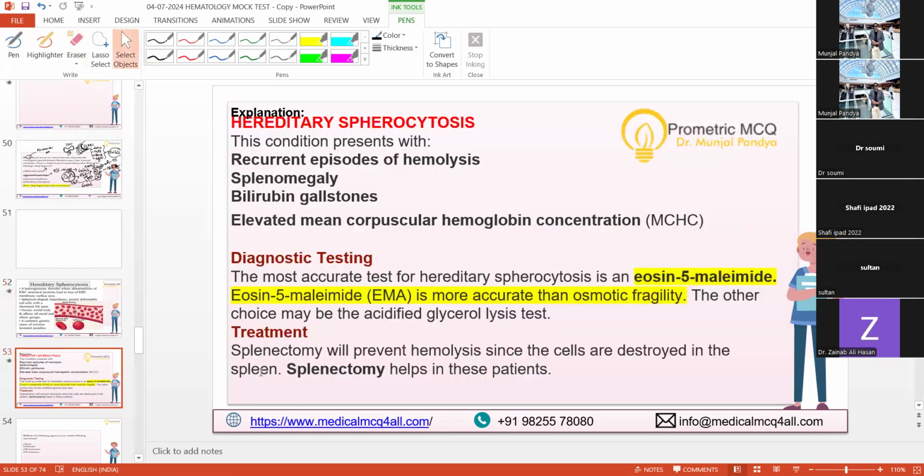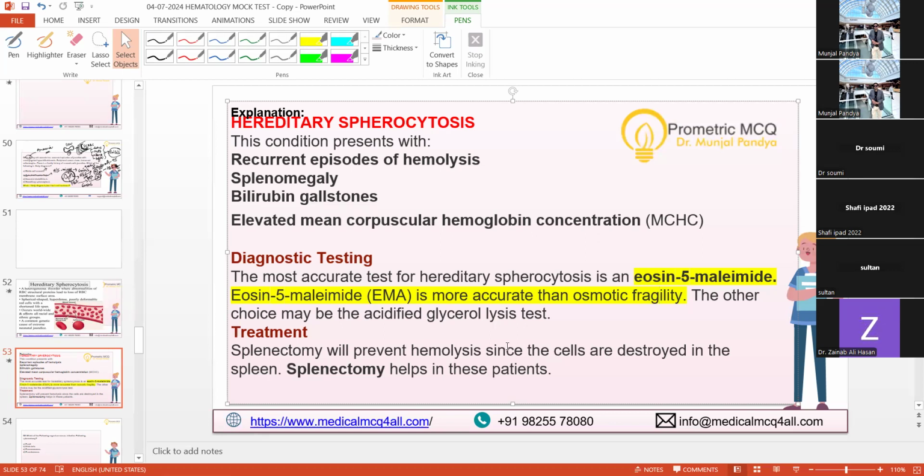And what is the best test? Here the condition is recurrent episodes of hemolysis, yes, because the RBC wall is fragile, it breaks easily, it is not flexible, with splenomegaly and gallstones or bilirubin stones. And the most diagnostically accurate test is eosin-5-maleimide, EMA. Just remember, it's a credit question, right? So if somebody asks what is the best test to diagnose HS, it is eosin-5-maleimide. EMA is more accurate than the osmotic fragility test.